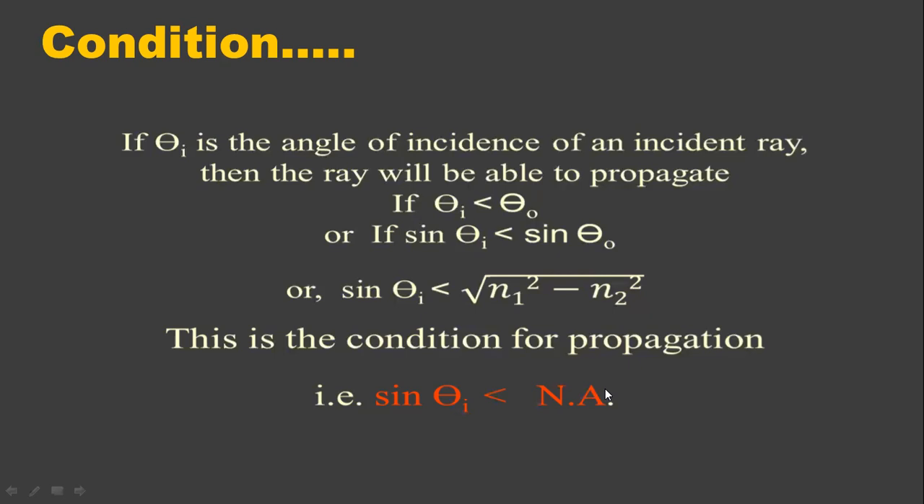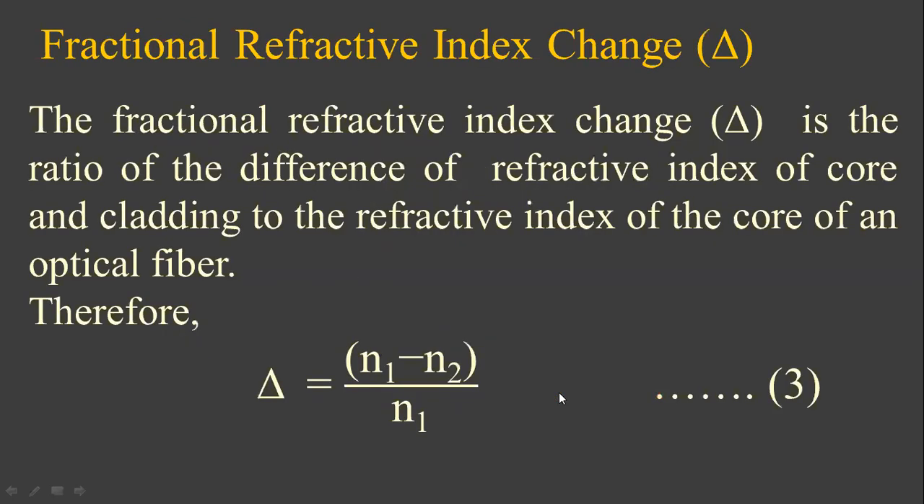That means for the fruitful propagation of the ray inside an optical fiber, the sine of the angle of incidence, sine theta I, should always be less than the numerical aperture.